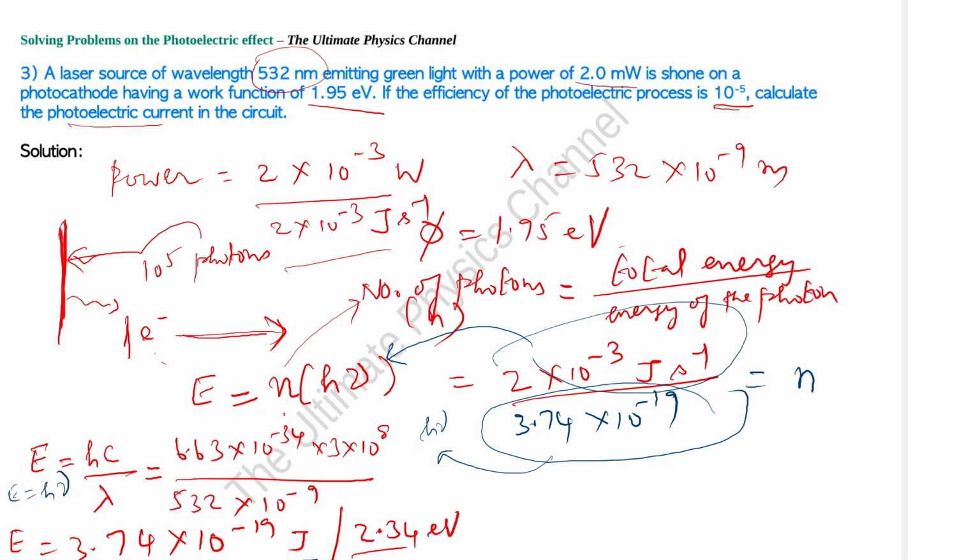This is equal to c by lambda, right? So that means N is equal to, if you do these numbers, I'm getting something like 5.35 times 10 power 15 photons every second. That is the number of photons that is present in the incident light.